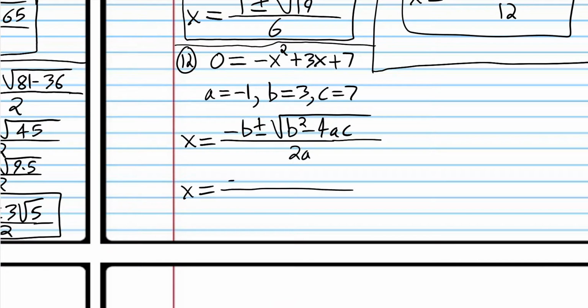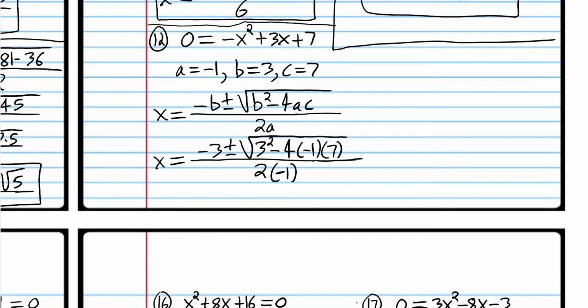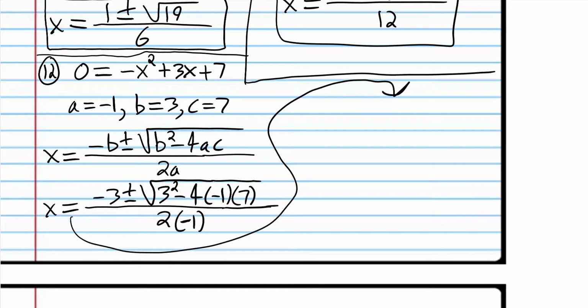So b is 3, so we have negative b plus or minus the square root of b squared minus 4 times a times c, all over 2 times a. Again, a is negative 1. So we're out of room, so that's okay. We can just go up here. And we just have to simplify that. So we have -3 and we have 9. Multiply all those together and you get positive 28. So we have 9 plus 28 over -2.